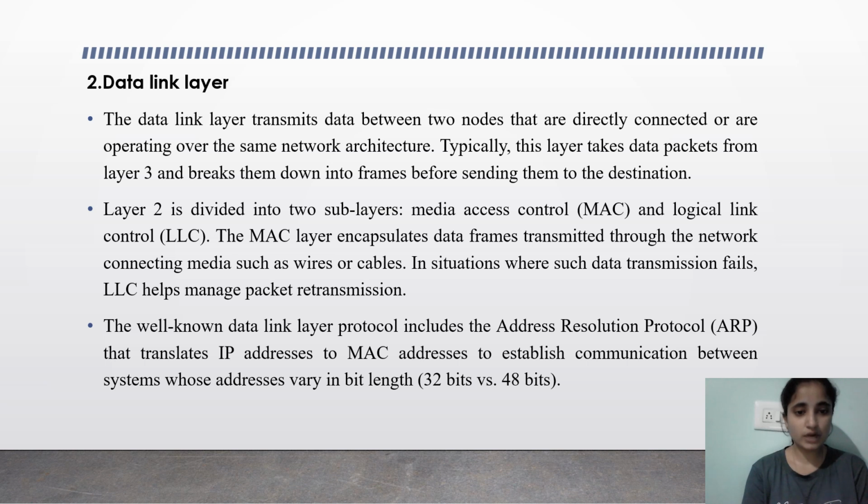Layer 2 is divided into two sublayers, that is media access control and logical link control. The MAC layer encapsulates data frames transmitted through the network, connecting the media such as the wires or the cables. In situations where such data transmission fails, LLC helps to manage the packet transmission. The well-known data link layer protocol, the Address Resolution Protocol, translates IP addresses to MAC addresses to establish communication between systems whose addresses vary in bit length.